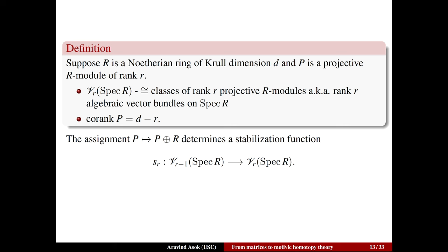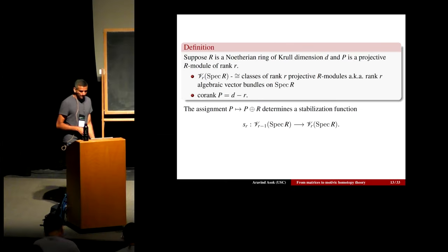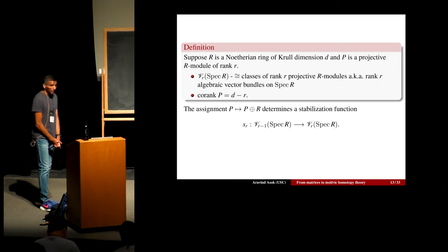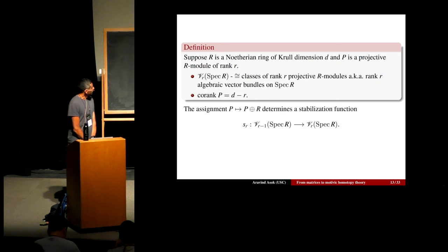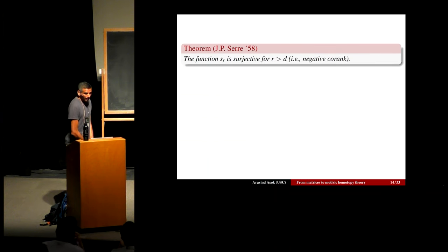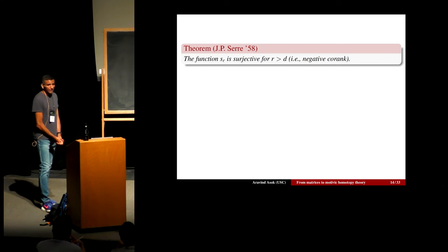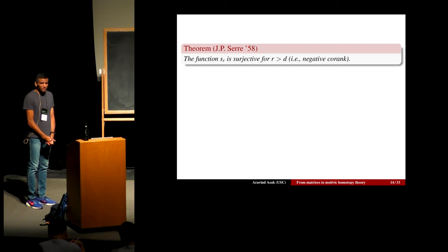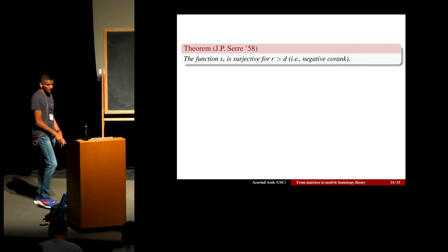Well, in topology, I was interested in this stabilization map. If I have a vector bundle, I can add a trivial rank 1 summand. Here, if I have a projective module, I can also add a trivial rank 1 summand, namely take the direct sum with R. And this determines a stabilization function from rank r minus 1 projective modules to rank r projective modules. And I can ask the same kinds of questions. When can I characterize the image? Can I describe the fibers, et cetera?